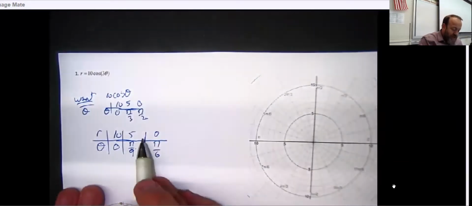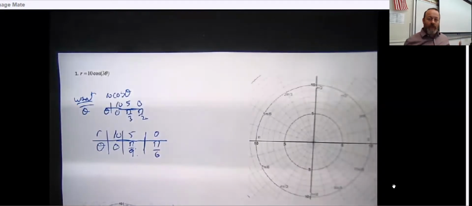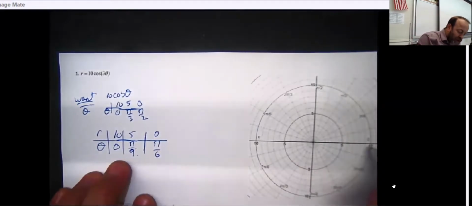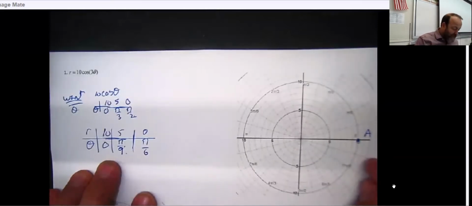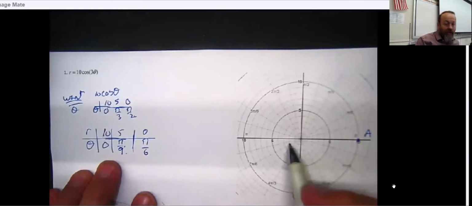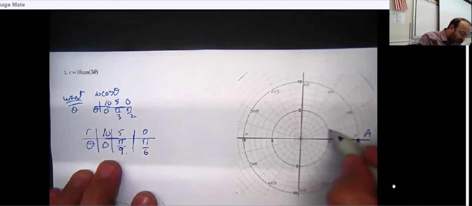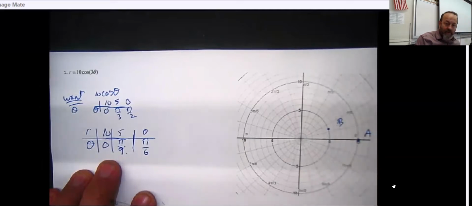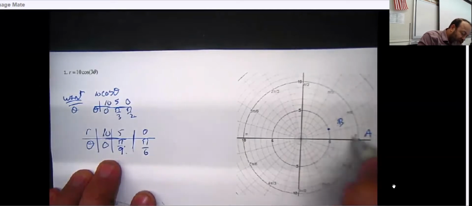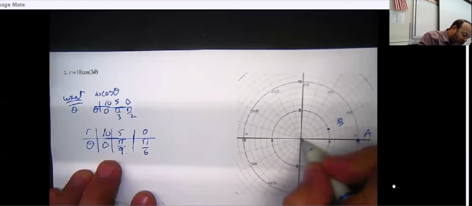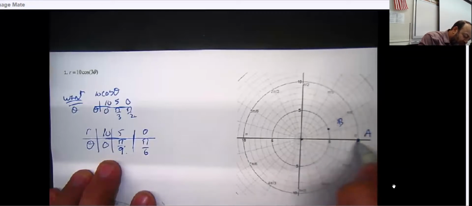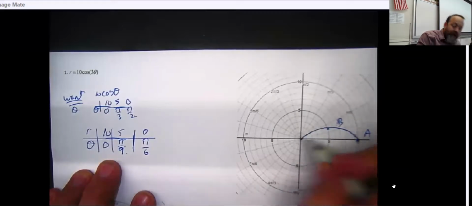I'm just going to graph these 3 values, and then we're going to use some really strong symmetry arguments to finish our story. At angle 0, I have a radius out here at 10. By the time I reach pi over 9, and I'm going to have to estimate just a little bit where pi over 9 is, but it's somewhere in here, I'm down to a radius of 5. And by the time I reach pi over 6, right here, I'm at a radius of 0. So that's kind of what I have.